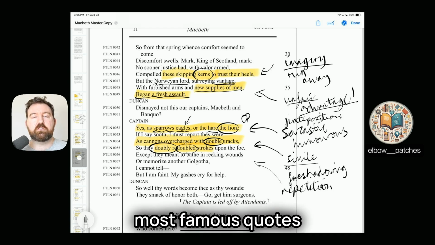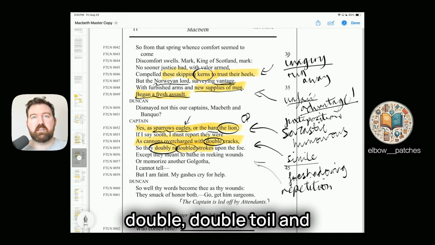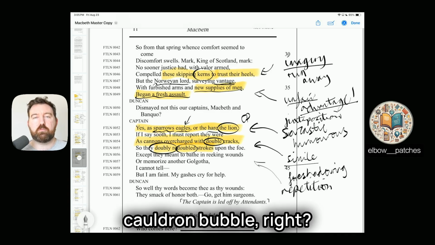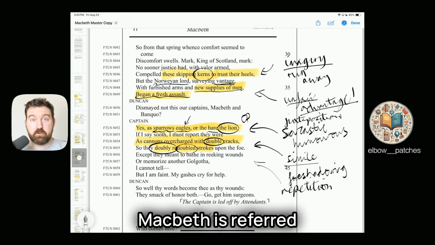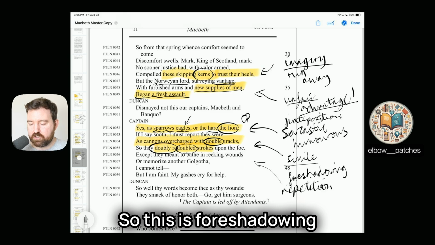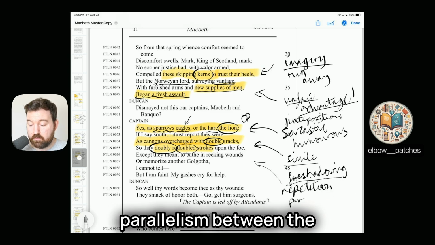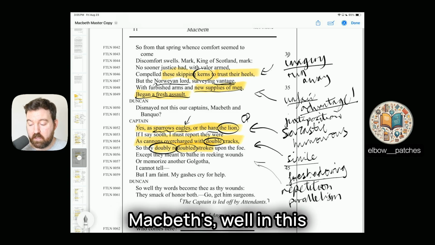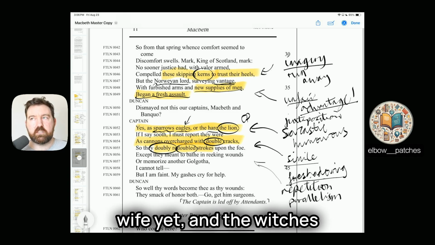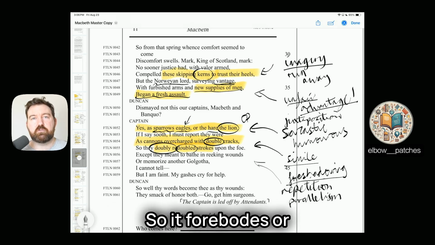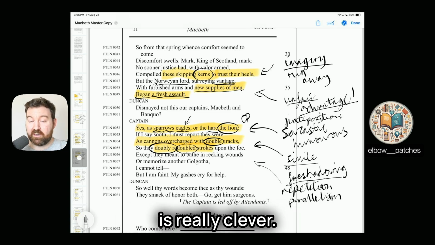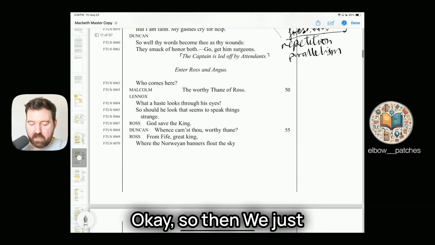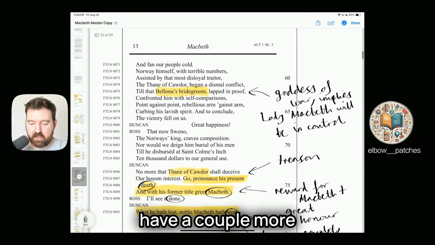Now one of the most famous quotes in the whole play from the witches is double, double, toil and trouble, fire burn and cauldron bubble, right? And several times in the play, Macbeth is referred to with doubles, Lady Macbeth is referred to with doubles, and obviously the witches use doubles. So this is foreshadowing or creating a parallelism between the Macbeths, well, in this case, Macbeth, not his wife yet, and the witches, the supernatural. So it forebodes or foreshadows that there might be an evil kind of overlap or connection there. Shakespeare was really clever.